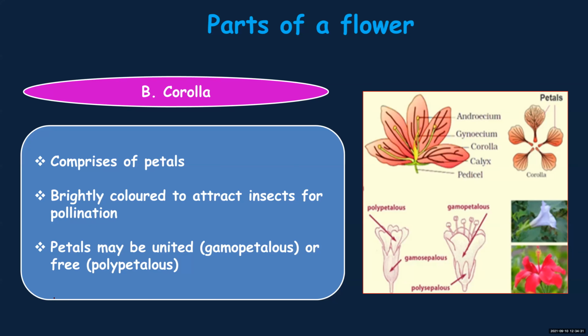Yes, ma'am. Okay. Once again, corolla consists of petals. And what is its function? They are brightly colored so that they can attract the insects for bringing about pollination. When united, it is gamopetalous. When they are free, polypetalous. Hibiscus is polypetalous, means the petals are free. And Bignonia, you can see the picture over there. It is gamopetalous.